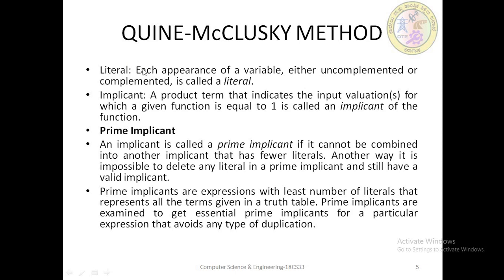A literal, as we already know, is each appearance of a variable, either complemented or uncomplemented. So a product term which indicates the input combinations for which the given function is equal to 1 is called an implicant of the function. That means in this sense we can also call it an output. An implicant is called a prime implicant if it cannot be combined into another implicant that has fewer literals. Another way to say it: it is impossible to delete any literal in a prime implicant and still have a valid implicant.